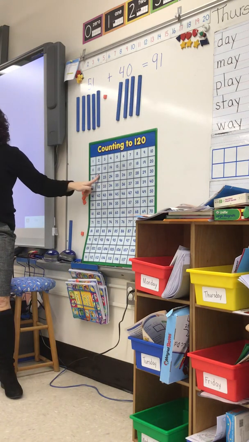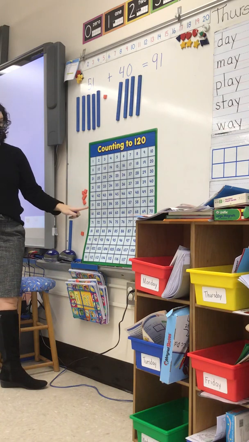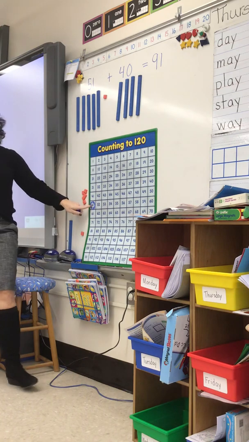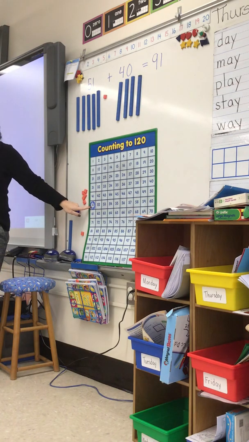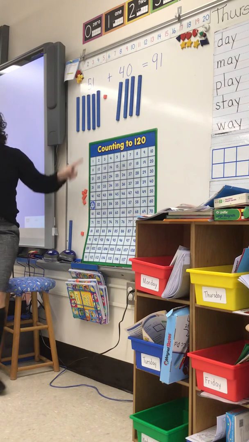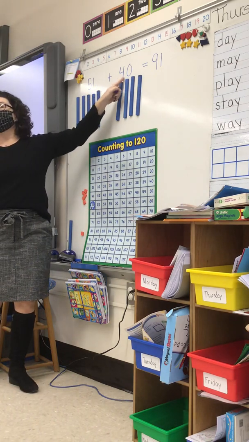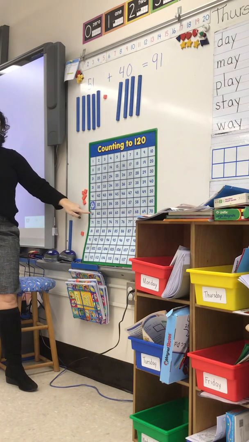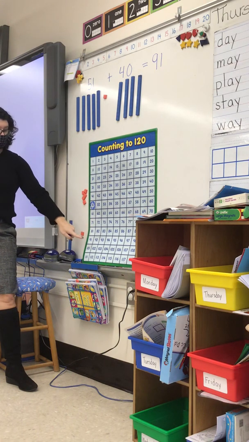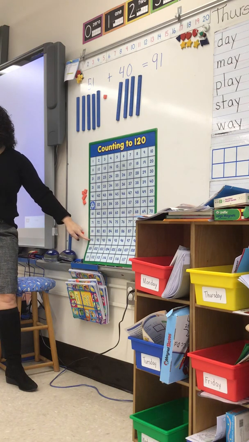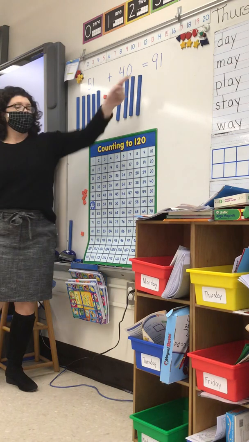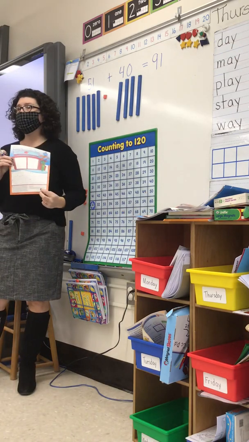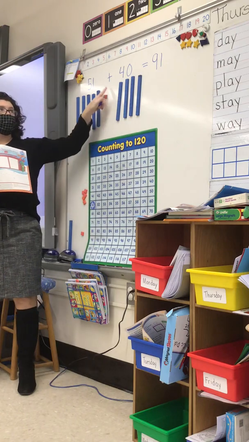Stop for a minute and try it on your 100 chart just to practice. Find 51. Put your finger on it. Now, jump down 4 times because 40 is really 4 10s. So ready? 10, 20, 30, 40. What did you land on? 91. Write it on your paper for number 4. 51 plus 40 equals 91.